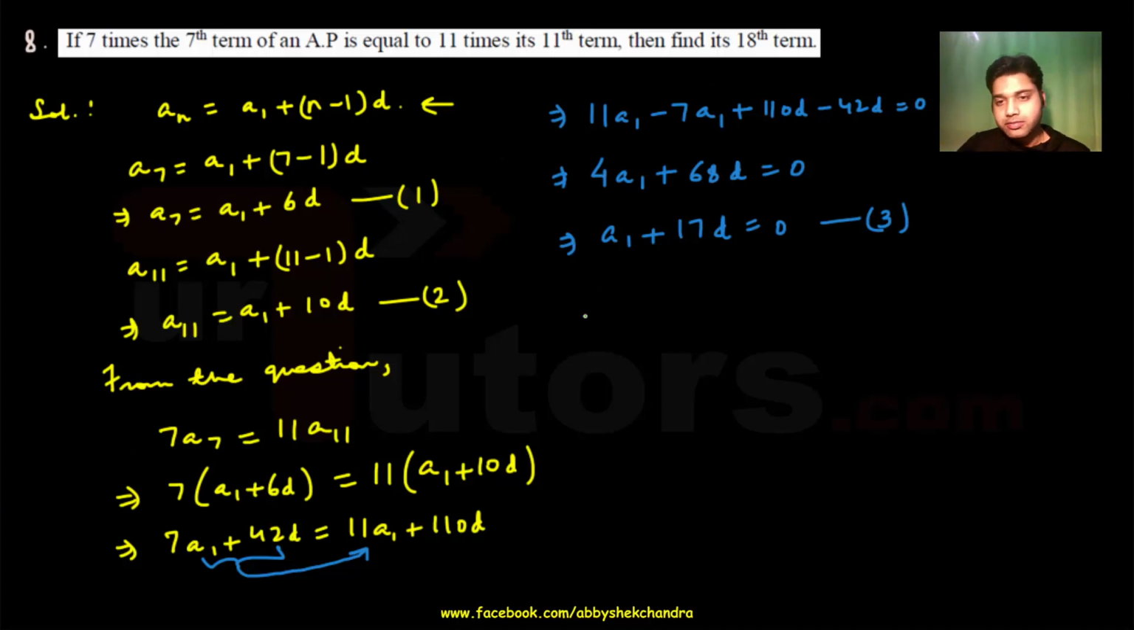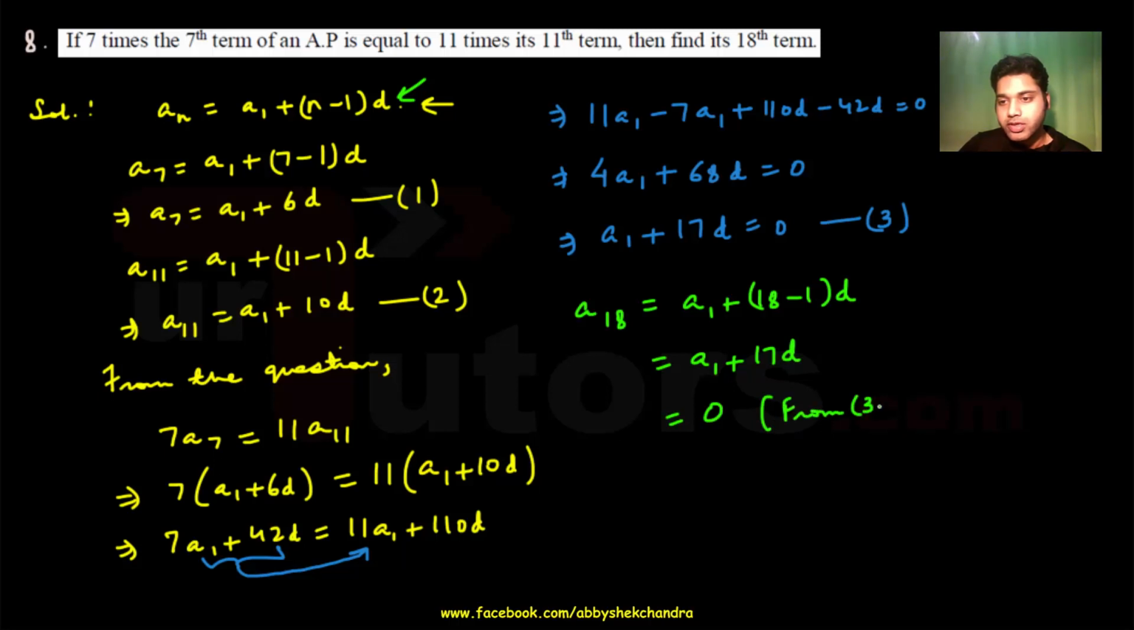Now find its 18th term. Let's see what a18 is. We'll put n equal to 18, so a1 plus (n minus 1) into d equals a1 plus 17d, which will be equal to 0. Why? From 3, because a1 plus 17d is 0, so 0 is the answer.